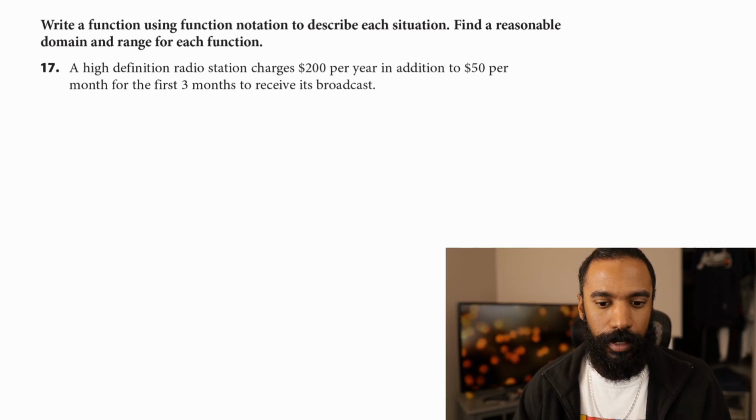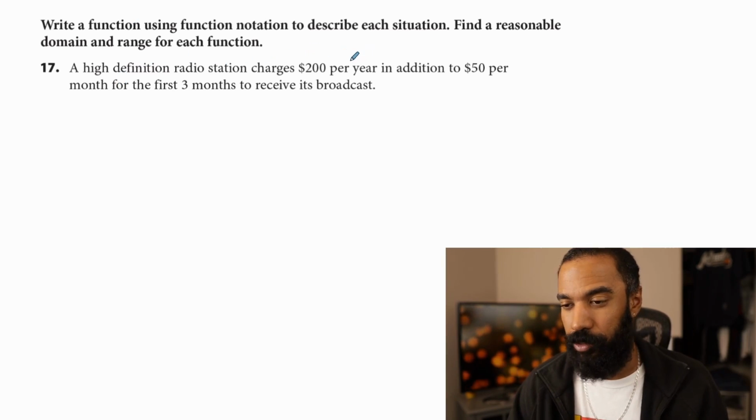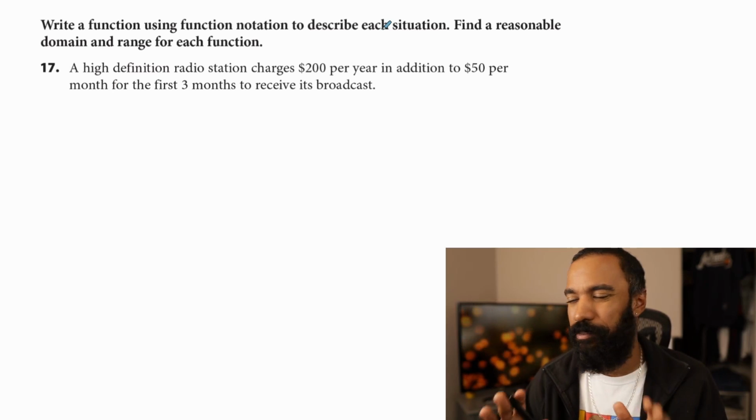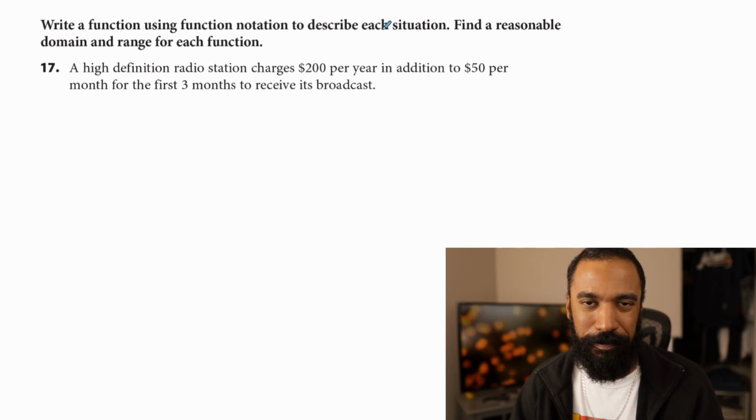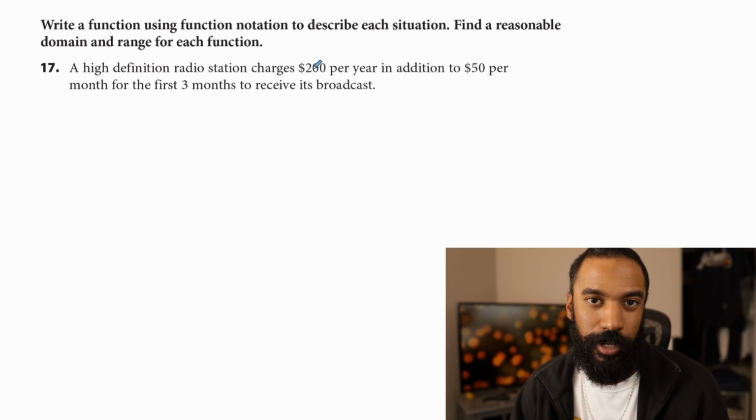All right. Number 17. A high definition radio station charges $200. So I mean, I kind of feel bad that all the problems are the same. Probably should have only done the odds. But the more you know.